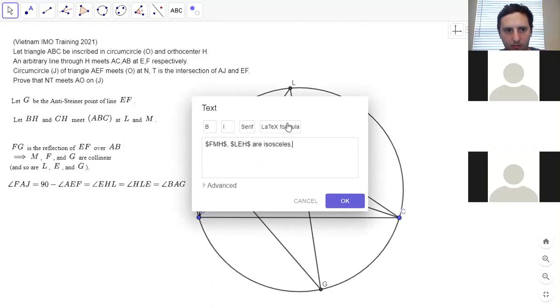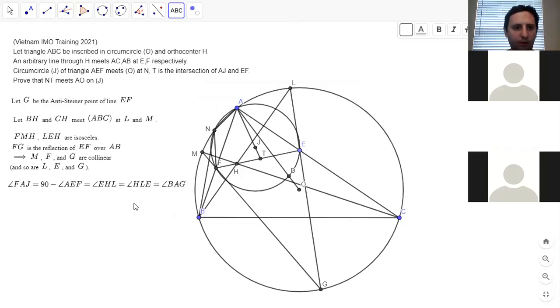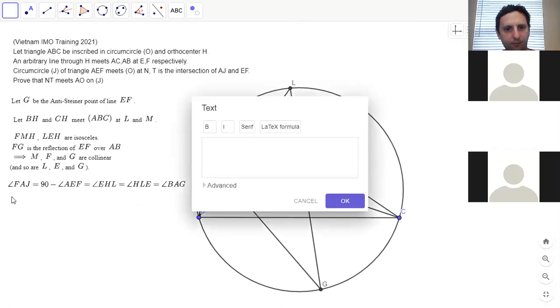All right. And then we have that FAJ is equal to BAG. FAJ is 90 minus AEF, which is ELH, which is HLE, which is BAG. So A, J, and G are collinear. Is this Serdar's? Yeah, that's Serdar's proof.